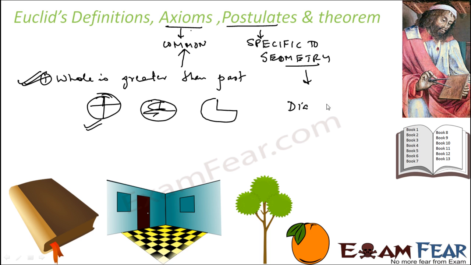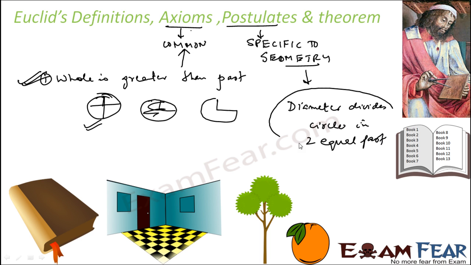Let's take one example of a postulate. Example: a diameter divides a circle into two equal parts. This is also true, right? You draw a circle, you draw a diameter, you will see that it divides. Is this obvious? Just think. No, it is not. Because you have to actually draw a diameter to check. If I tell someone that the diameter will divide the circle into two halves, this is not obvious. So this is actually a theorem. We'll talk about theorems.